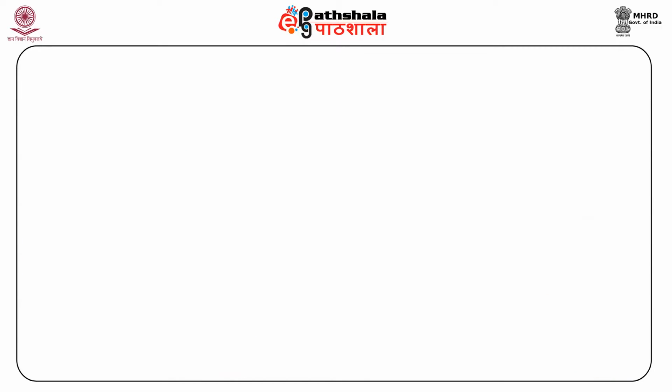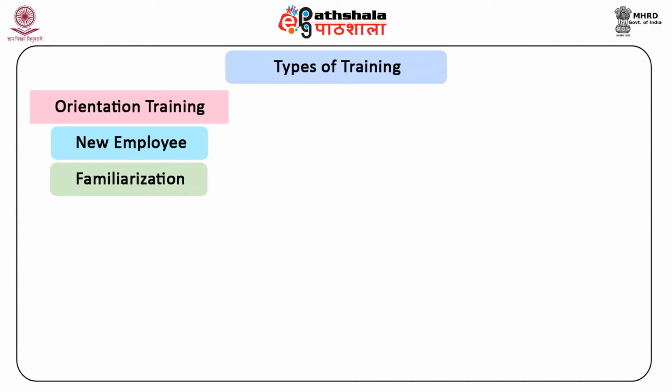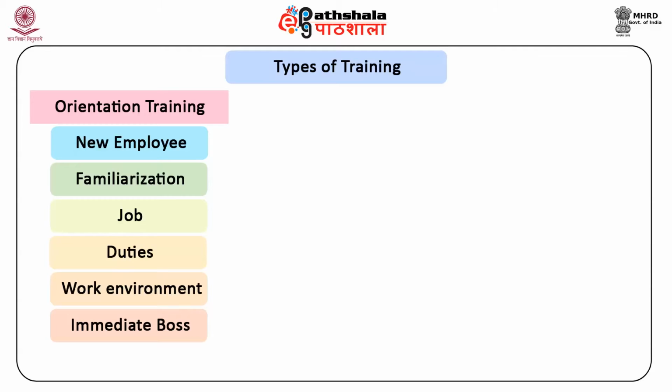Let us now move on to discuss the various types of training. These are orientation training. When a new employee joins an organization, he is familiarized with the various aspects such as job, duties, work environment, immediate boss and subordinate, etc., related to the organization. This is called orientation.